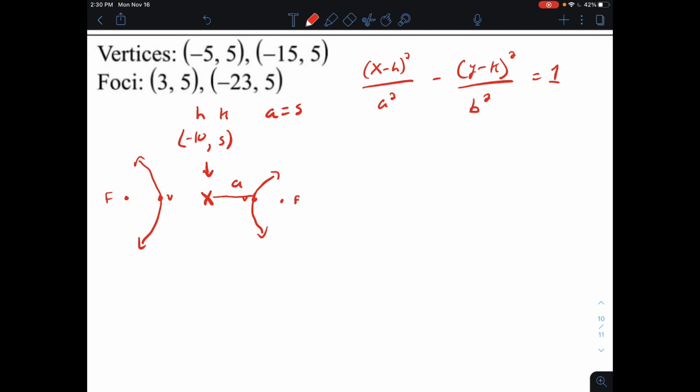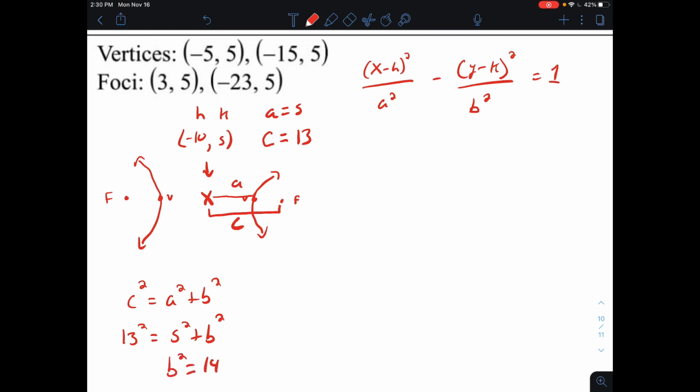So we have a, we need to find b, but we don't know the conjugate axis endpoint, but we are given information about the foci. That'll let us solve for c. The distance from the center to a focus is going to be c. To go from negative 10 to positive 3, or negative 10 to negative 23, is 13 units. So we have a is 5, c is 13. To solve for b, we're going to use the Pythagorean relation for the hyperbola: c squared is equal to a squared plus b squared. So we have 13 squared is equal to 5 squared plus b squared. And you're going to wind up getting b squared to equal 144, which means b is equal to 12. Now we can plug everything in.